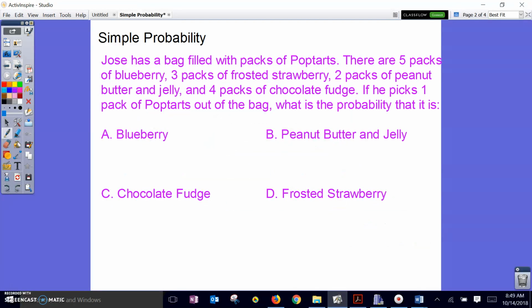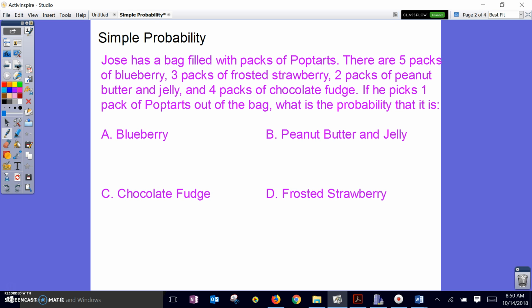Jose has a bag filled with packs of Pop-Tarts. There's 5 packs of blueberry, 3 packs of frosted strawberry, 2 packs of peanut butter and jelly, and 4 packs of chocolate fudge. If he picks 1 pack of Pop-Tarts out of the bag, what is the probability that it is A, blueberry?